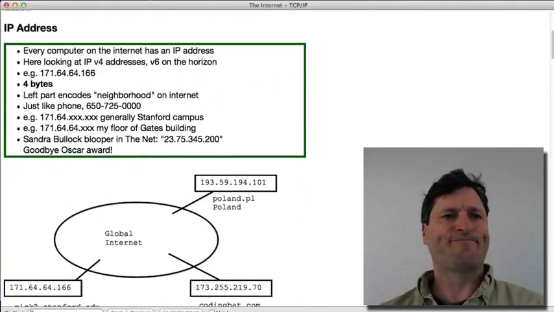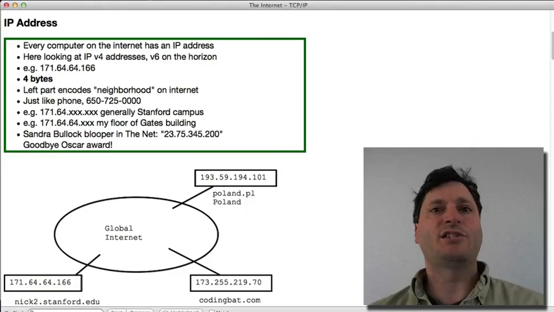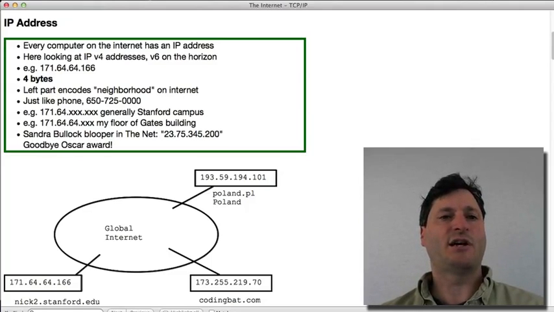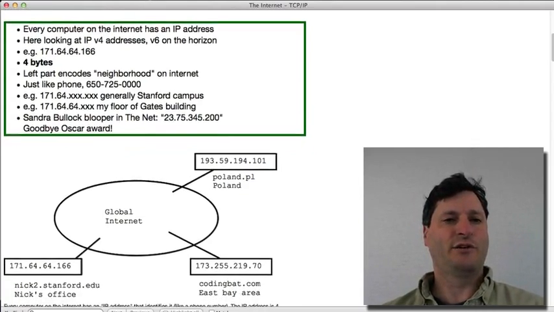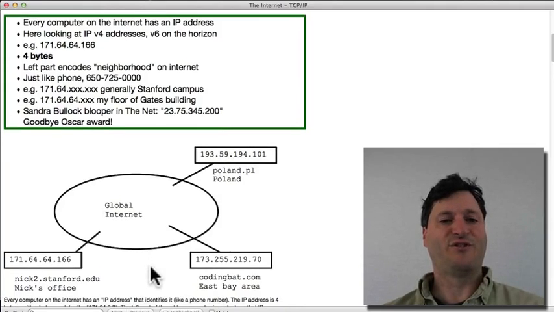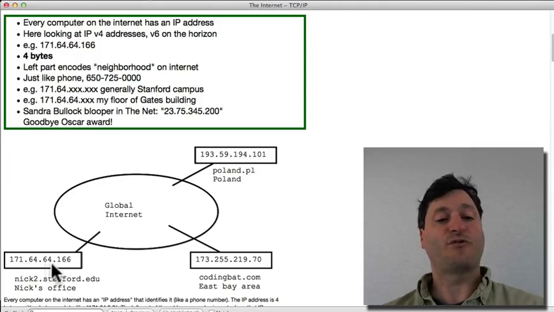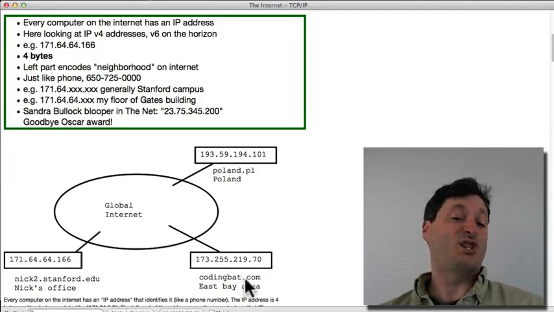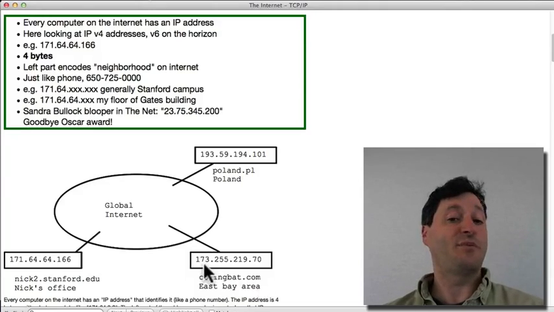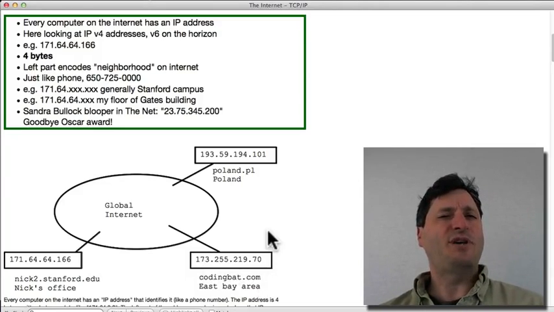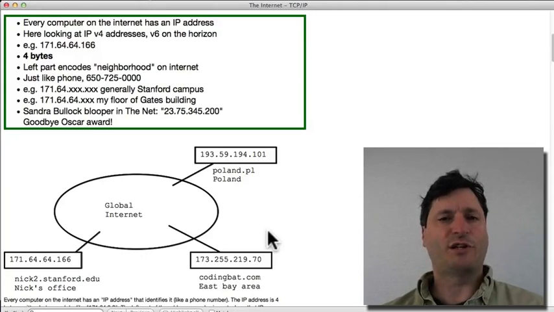All right, so let me talk about how this works. The first thing to know about the internet is that every computer connected to the internet has an IP address. Here's my picture of the internet. The computer in my office has the IP address 171.64.64.166. That identifies my computer. Over 30 miles from there, there's another machine I maintain, codingbat.com, and it has the IP address 173.255.219.70, and so on. These are IPv4 addresses, which are very widely used on the internet today.